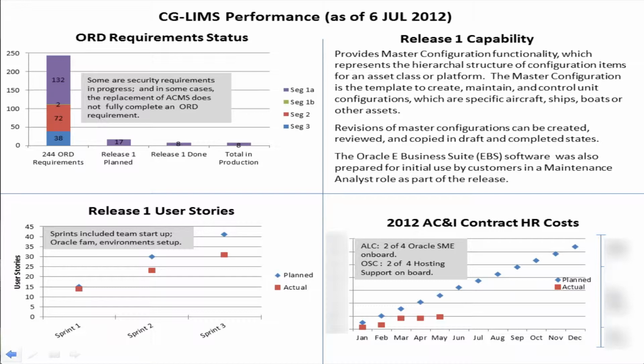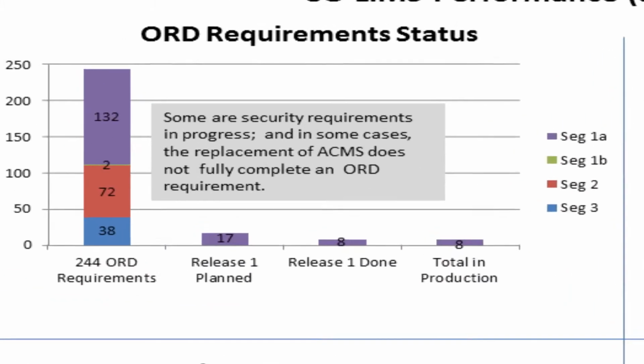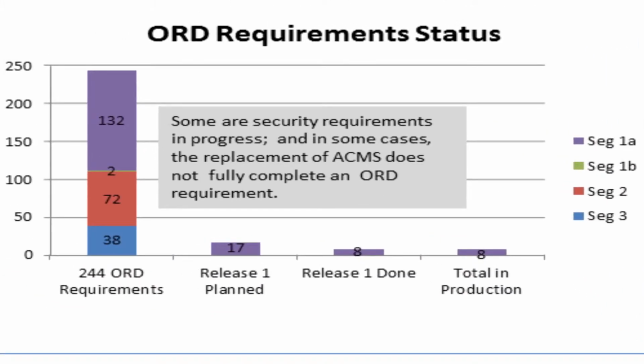Now we know CG LIMS is a technology refresh of LMS to meet the enterprise requirements that are spelled out in the ORD, the Operational Requirements Document, with a commercial off-the-shelf tool. Between March and June this year, the development team completed work needed to establish the Oracle Enterprise Business Suite environments and complete the first 8 ORD requirements.